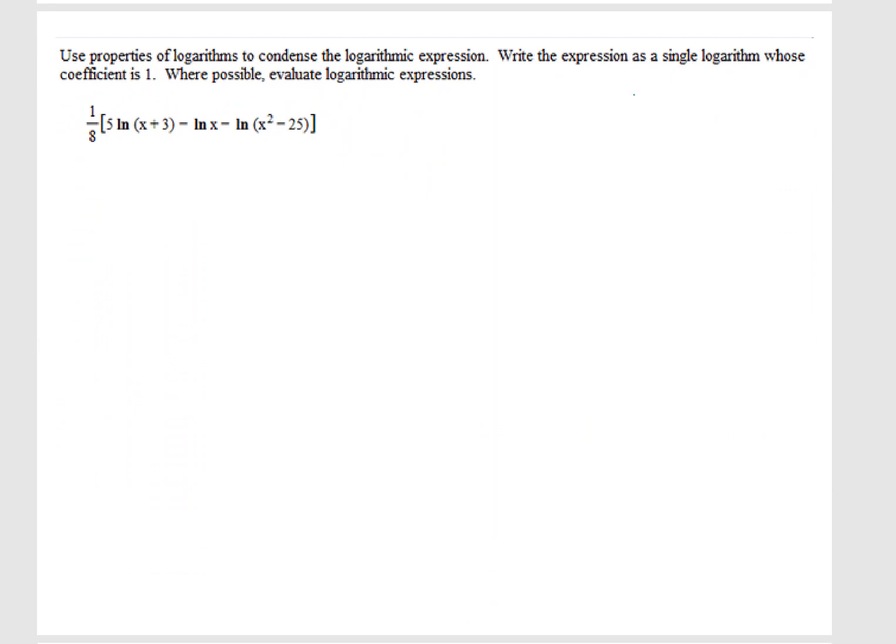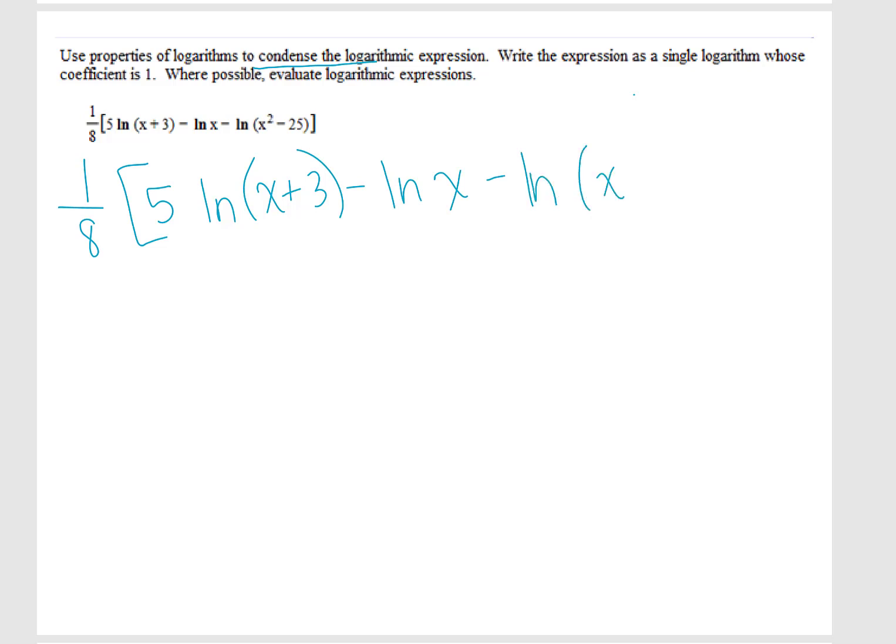Okay, so they're asking us to use the property of logs to condense. So I know that I'm going from multiple logs to 1. I'm going to write this a little bit larger. And I'm going to start using my rules to pull things in together.